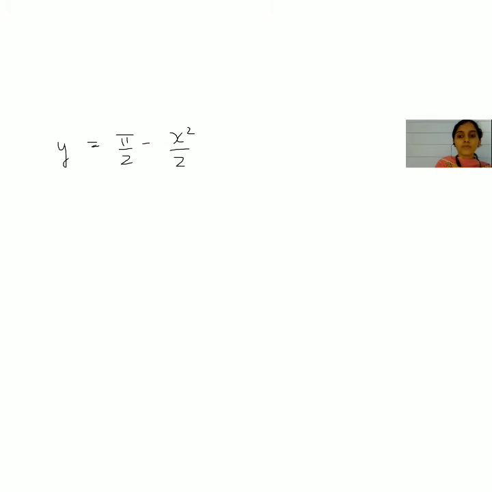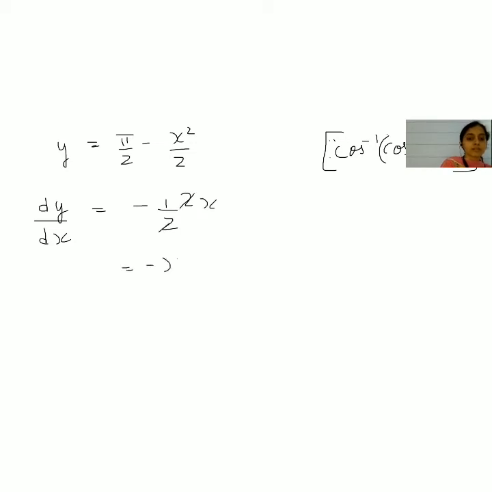Also, in brackets we have to mention over here cos inverse of cos theta is equal to theta. This is a property we have used, so we'll mention this over here. Now we'll use dy by dx for this function. So dy by dx is equal to pi by 2 is 0 minus half is a constant, x square derivative 2x. So we are left with minus x. That is the answer. This is question 7, the fourth one.